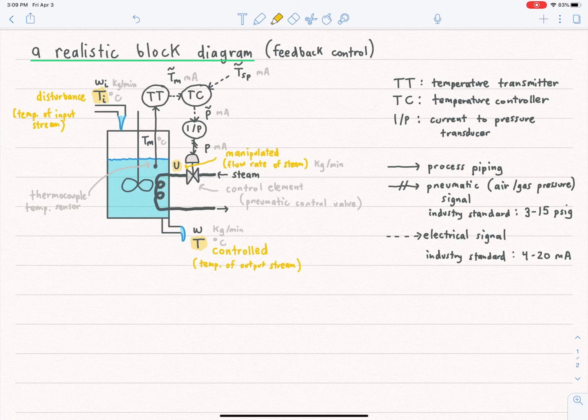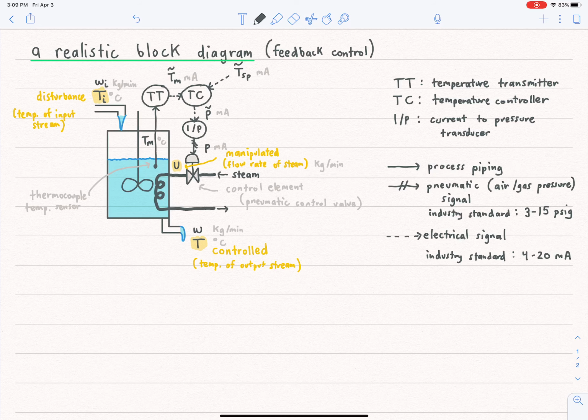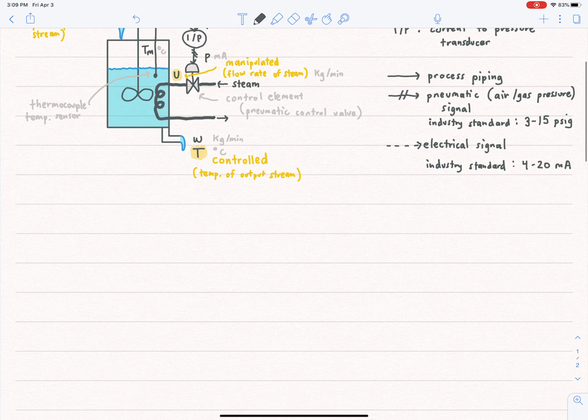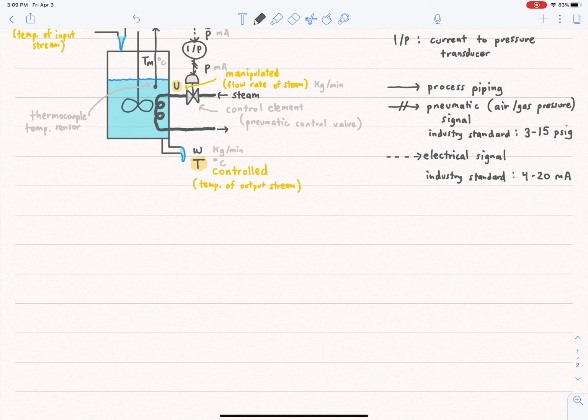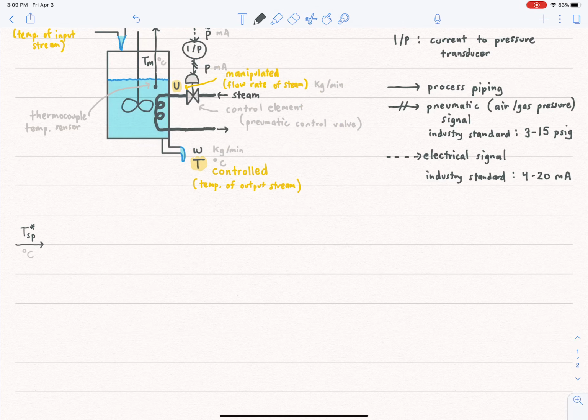And so now what I would like to do is write a block diagram for this. And so the block diagram will be a bit big, so I'll reduce the size of my pen. Okay, so way on the left, what we start with is feeding in the set point, okay? So I'll start here. So this is T set point. And let's let this actually be the set point in degrees C, right? So this is what you might type in on a computer.